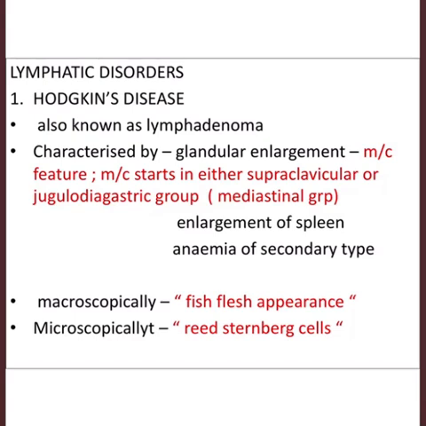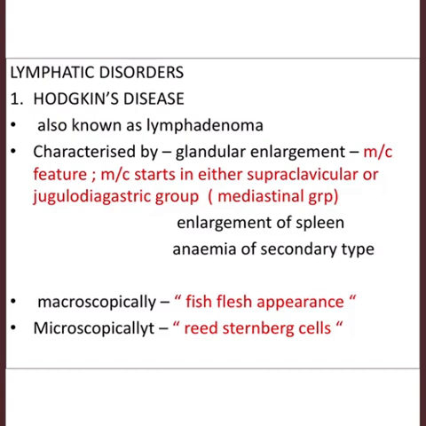Now we come to lymphatic disorders. Hodgkin's disease is characterized by glandular enlargement, the most common feature. This most commonly starts in either the supraclavicular or jugulodigastric group, or the mediastinal group. There is enlargement of the spleen and anemia of secondary type.